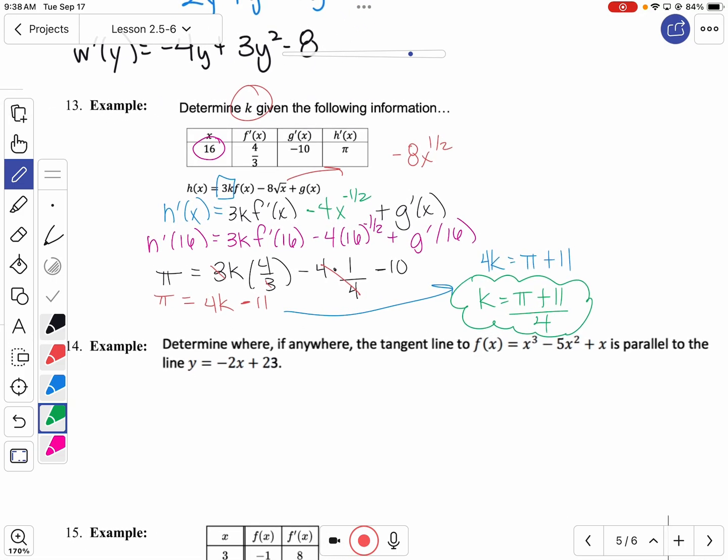Okay. Let's talk about how we would do 14, but we won't complete it. It says determine where, if any, the tangent line to f of x equals x cubed minus 5x squared plus x is parallel to the line y equals negative 2x plus 23. Okay, what are we going to need to do first?